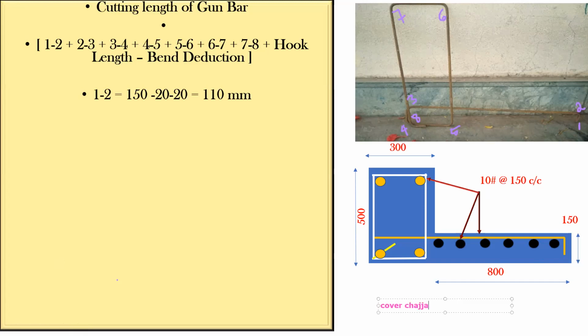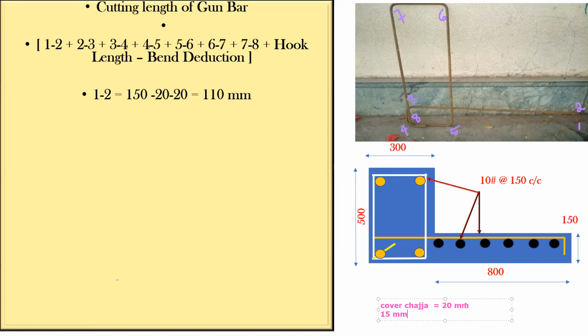So for the Chajja cover, I'm taking it as 20 mm. A few people take it as 15 mm. You also can take 20 mm. But in a few drawings, it will be written that you're supposed to take 15 mm. In that case, instead of the 20 I'm taking, you have to take 15 mm. But right now, for my calculation, I'll take 20 mm.